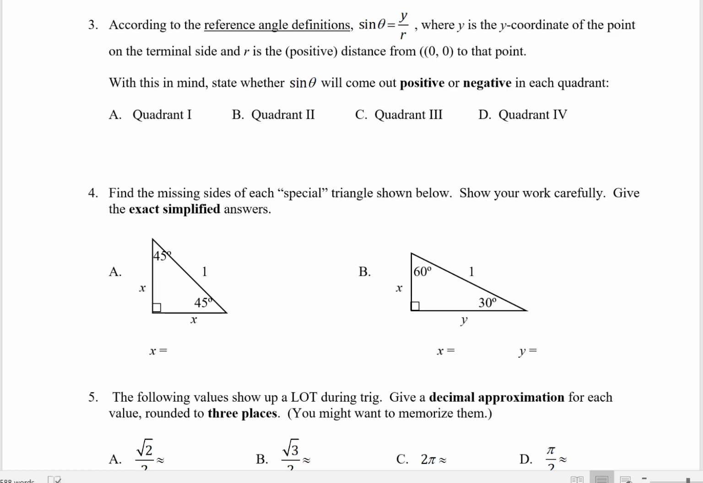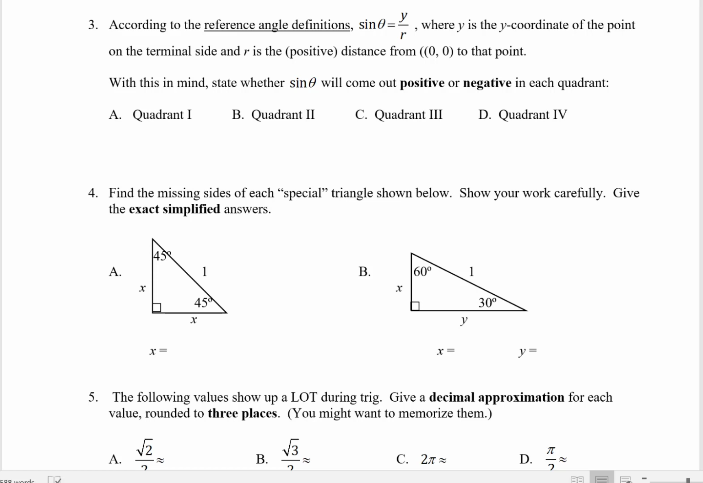Problem number 3. So we have our reference angle definitions. Sine of theta is y divided by r. Y is the y-coordinate of the point on the terminal side. R is the positive distance from 0, 0 to that point. Well, sometimes sine theta comes out positive, sometimes sine theta comes out negative. It really depends on the quadrant.